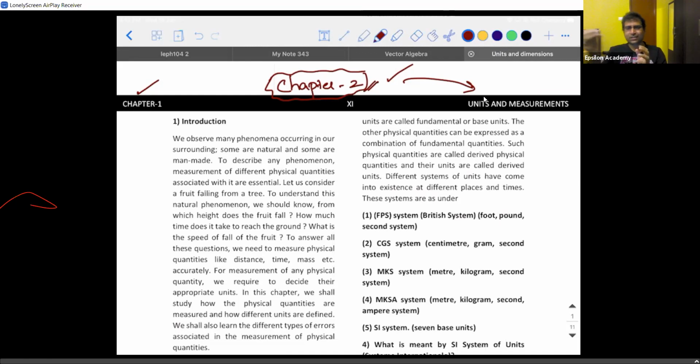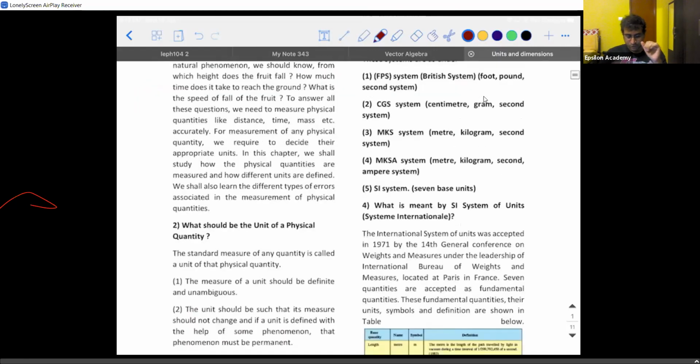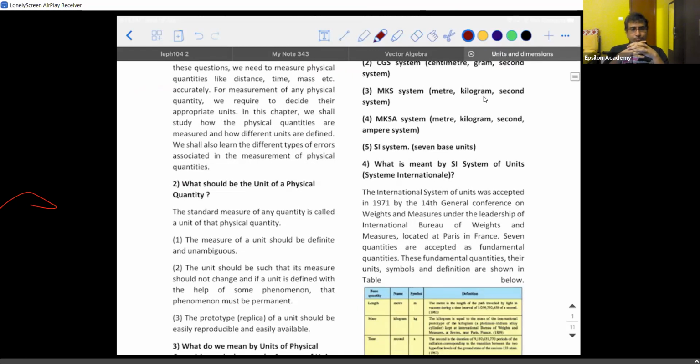There are some technical names given to it, which I don't think is a big deal. We can discuss and complete this chapter. First, we need to understand what a physical quantity is. A quantity is a parameter which you get through a process of measurement.